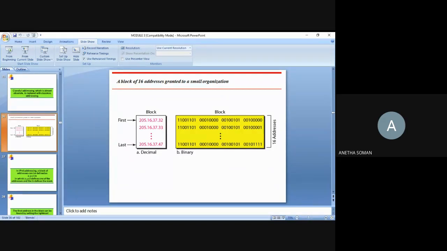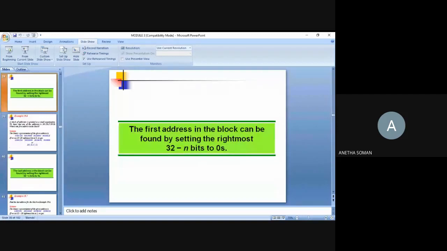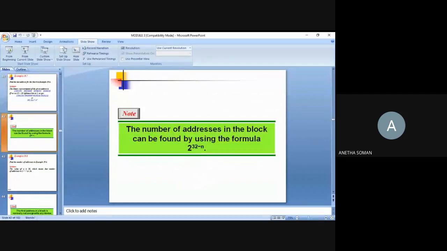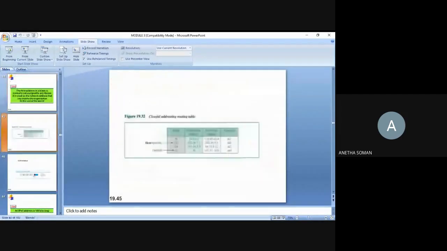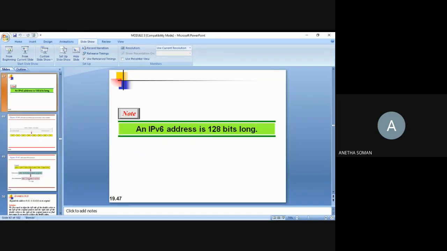Depending on how many addresses are required by each organization, they will be provided by the internet service provider. And they will be giving the mask value as well as the first address value. And I have told how you will be able to identify the first address, the last address, and the total number of addresses given to an organization, depending upon the mask value. And also, you have learned what CIDR notation is. That is very important in classless addressing.